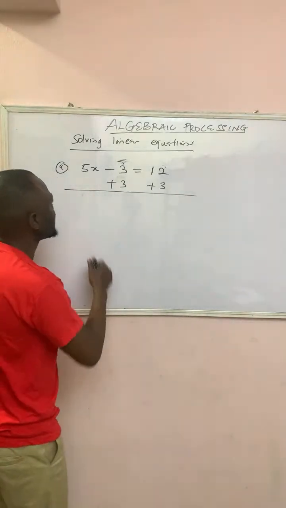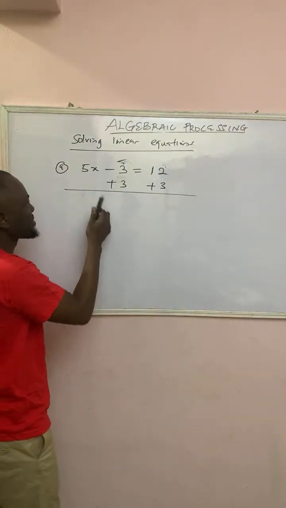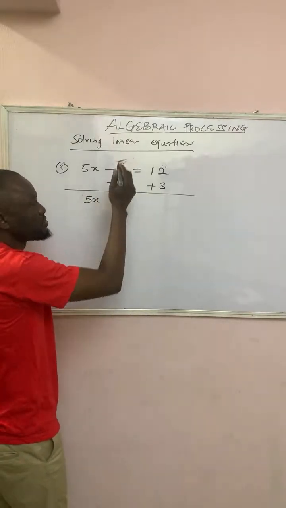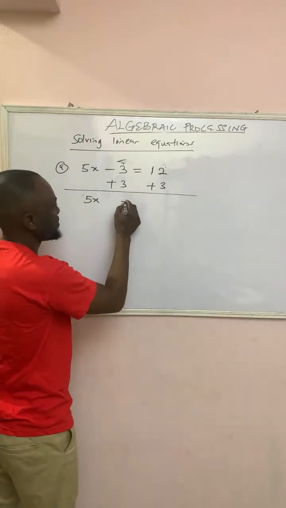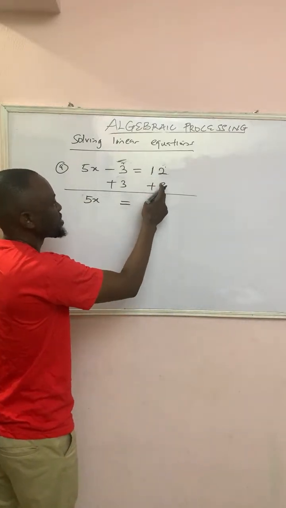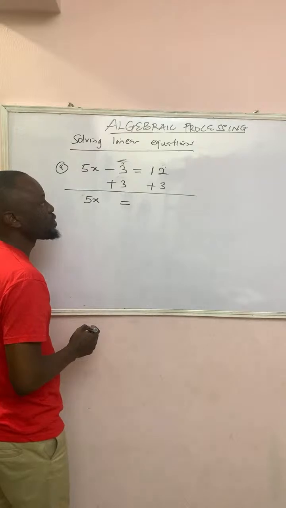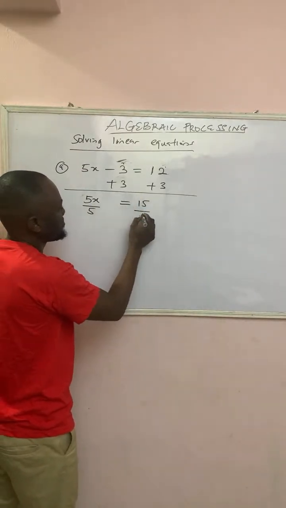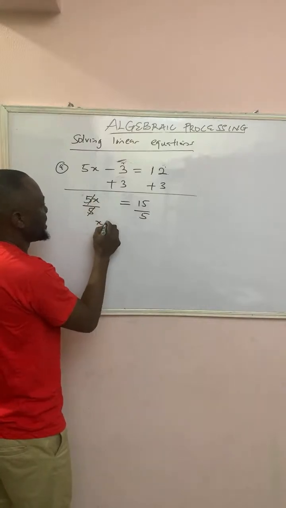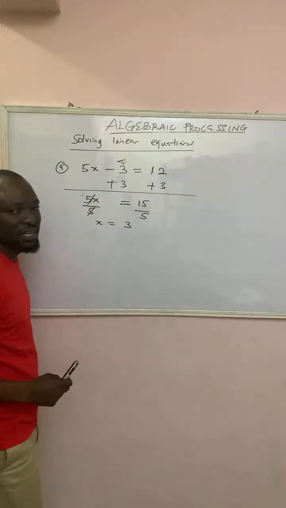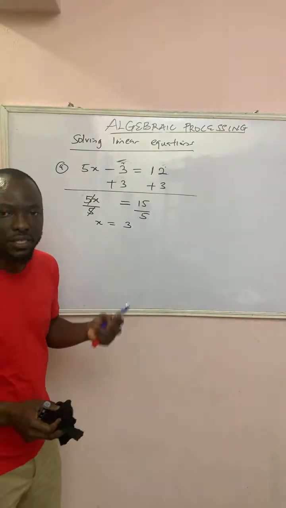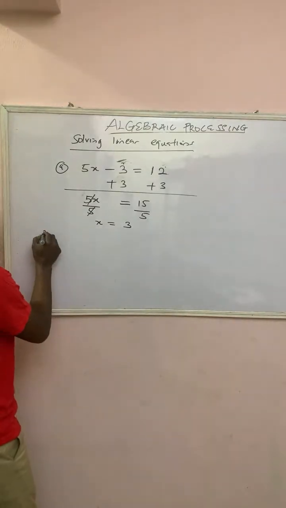If you do that, I'll bring down 5x. Then 3 minus 3 is 0. So I've gotten rid of 3. 12 plus 3 is 15. So if I divide both sides by 5, my x will become 3. 15 divided by 5 is 3. So that's how to solve an equation like this.